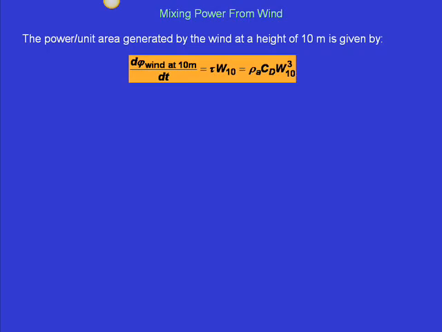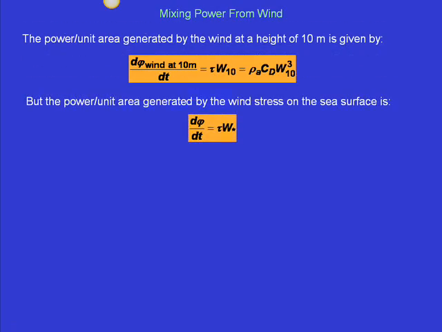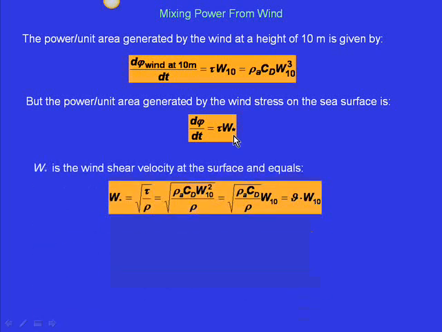Instead of W at 10 meters, we need to use the stress velocity at the surface. So we need to use that W star. And the W star, if you remember, is the stress divided by the density, the square root of that. So again, the stress is given by density of the air, drag coefficient, wind speed squared divided by density.